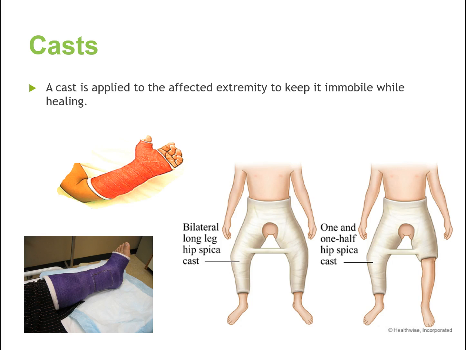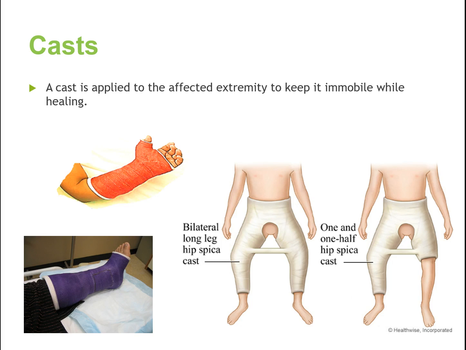Okay, so different types of casts. If it's the upper extremity, you can have a cast that goes up into the antecubital area. They can have a full arm cast, which goes all the way up to almost their shoulder. Down below, you can see a leg cast that goes up to the knee area, but they can have a full leg cast that goes all the way up to almost their hip area.